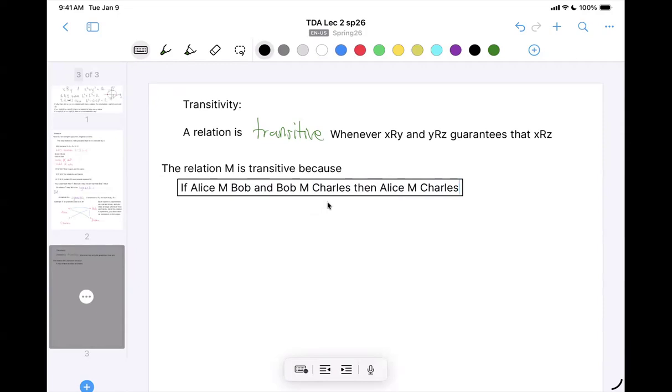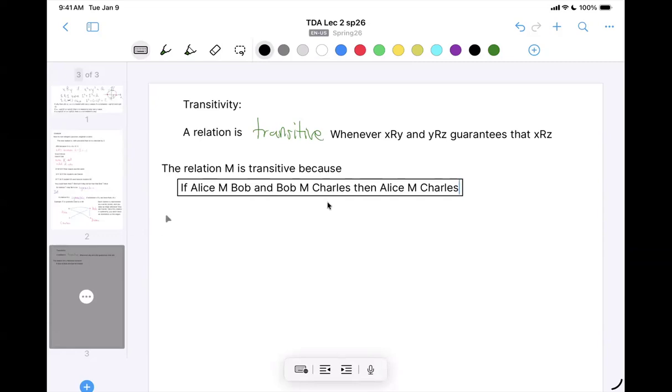Age is another relation of that sort, which is transitive, right? If Alice and Bob are both 20 years old, and Bob and Charles are 20 years old, it seems very soft, but then Alice and Charles are both 20 years old. It propagates, in a sense. Friendship is not necessarily transitive, right? If Alice and Bob are friends, and Bob and Charles are friends, that doesn't mean that Alice and Charles are friends. So the friendship relation F is not a transitive one.